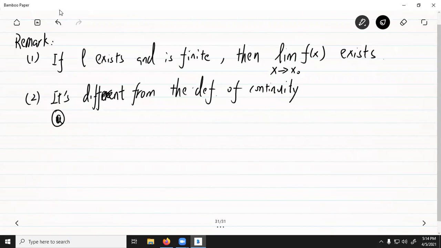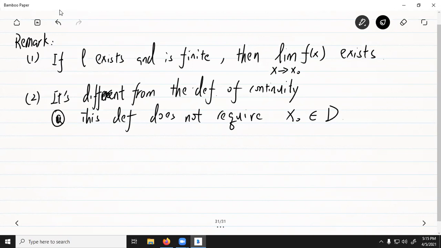the first thing is we do not require in this definition that x0 must be in D. We just say this x0 is a limit point of D. This is the one thing.